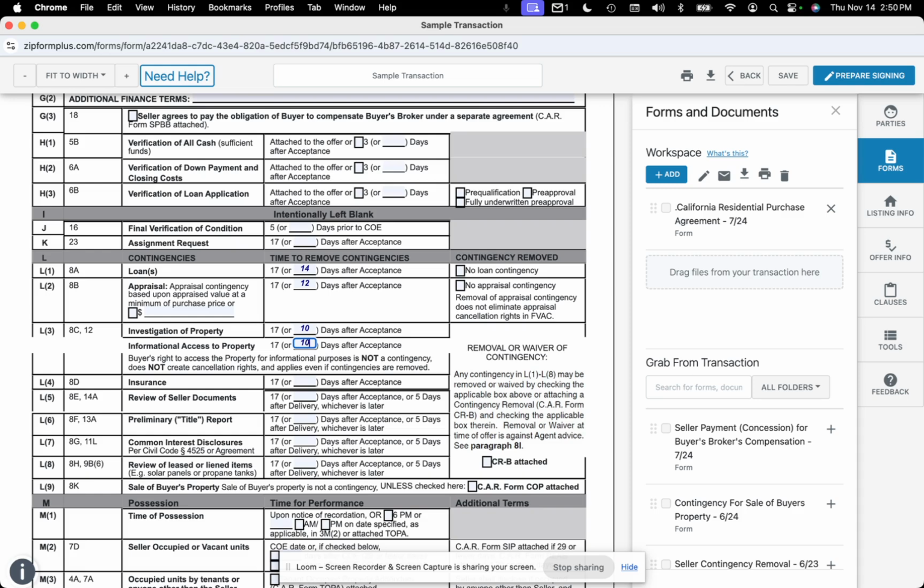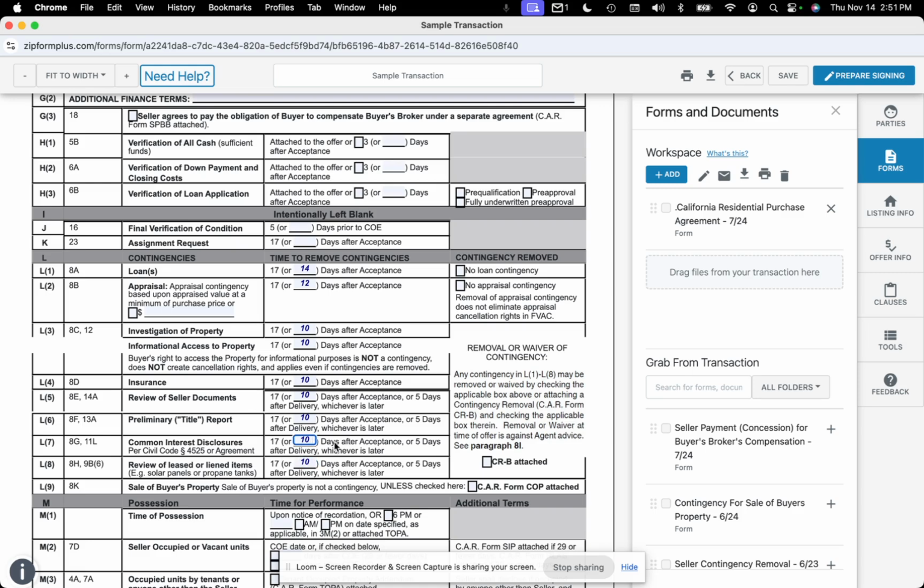So 10, 10, 10, 10, 10, and 10. Here, it's pretty safe to do that. It's plenty of time. Again, it makes it a stronger offer than leaving it for 17. And of course, I could change one of them differently.